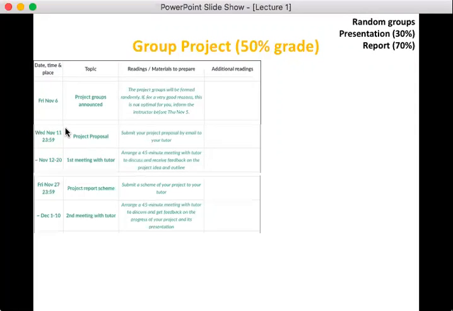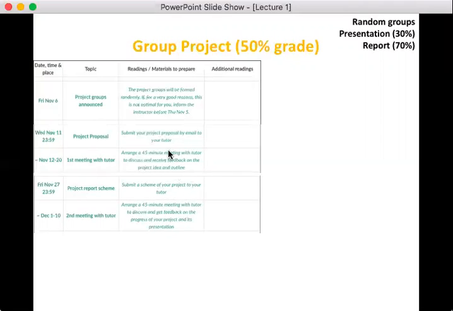Okay? And then we have an intermediate project report scheme. We call it scheme because here at this point at the end of November you probably don't have the final results yet, so it's more a scheme so that we are sure that you have something to discuss the next week with your tutor. You have 2 meetings with your tutor. This is the second meeting, and here you discuss what you have done so far, what is missing, how to present it, and how to write the report. So that's the purpose of the second meeting with your tutor. Okay?